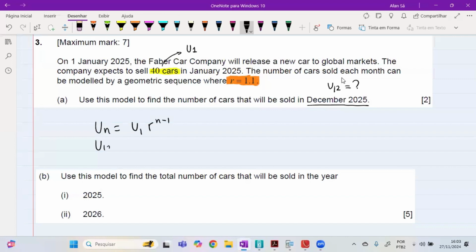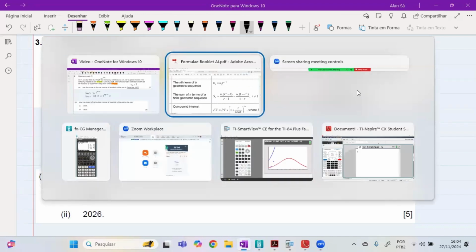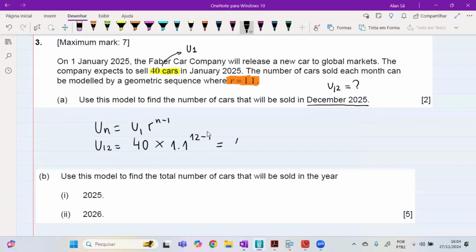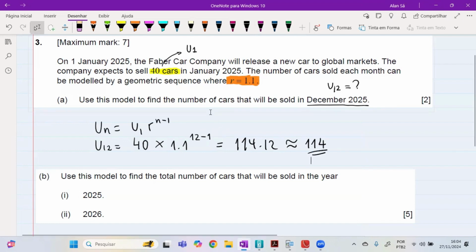So U12 is equal to U1, 40, times the common ratio 1.1 to the power of 12 minus 1. We can just use the calculator to find this value. I'm going to use the Casio calculator: 40 times 1.1 to the power of 12 minus 1, which is 11. The number is 114.12. This rounds to 114. So that's the number of cars that the company expects to sell in December.